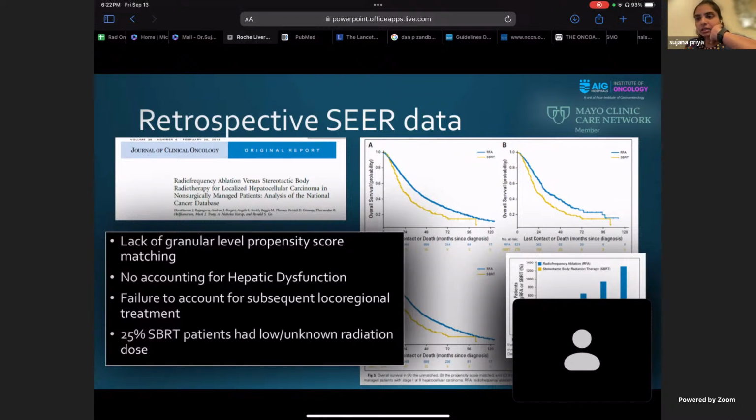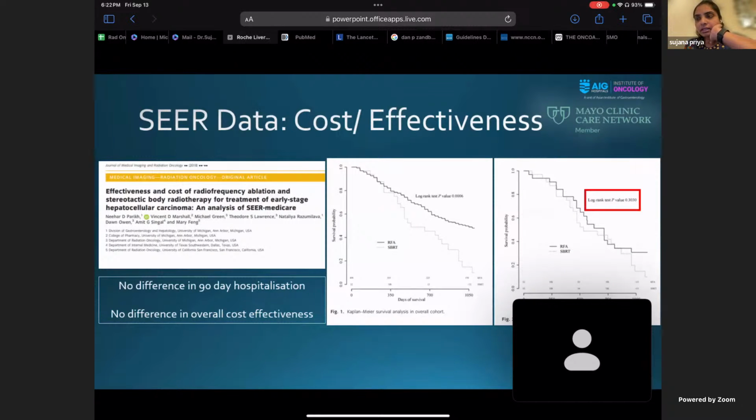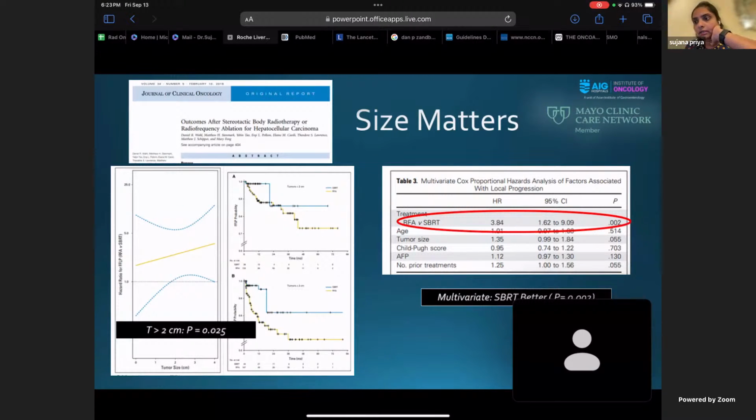So this is a very interesting paper which our IR colleagues usually keep citing. Also, if you look at the SEER data on cost effectiveness, there is no difference in 90-day hospitalization or in overall cost effectiveness. If you look at a multivariate analysis, for any tumor which is more than 2 centimeters, SBRT has definitely fared well in this particular scenario. So, in that regard, I would like to conclude that size definitely matters.